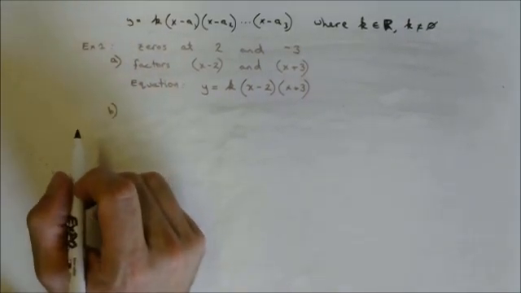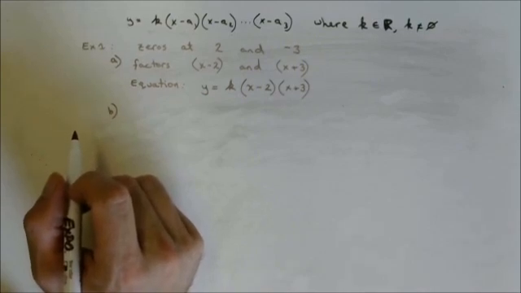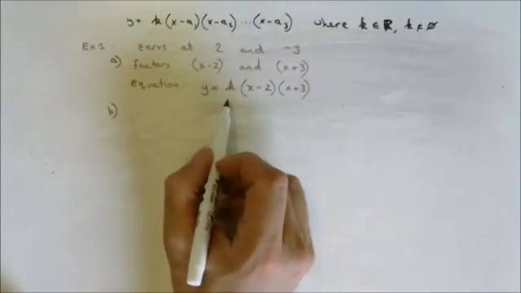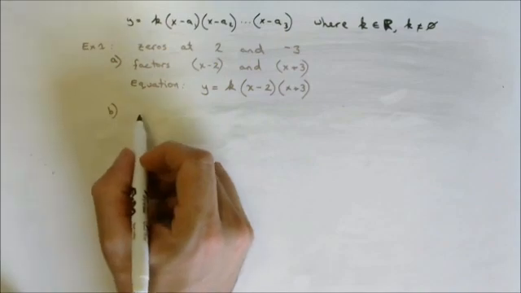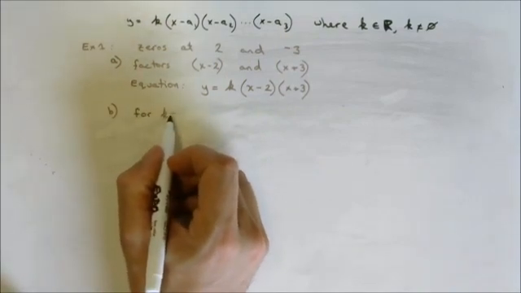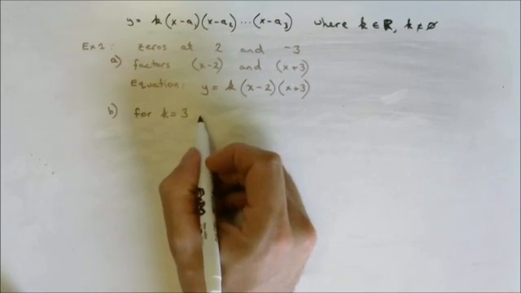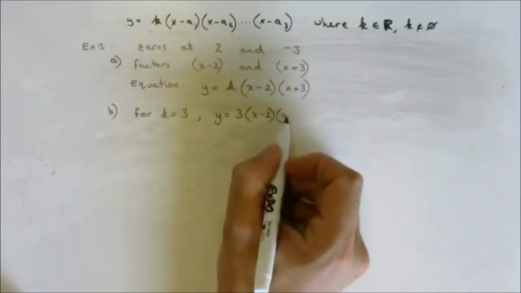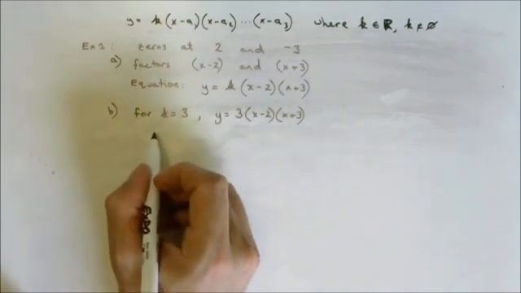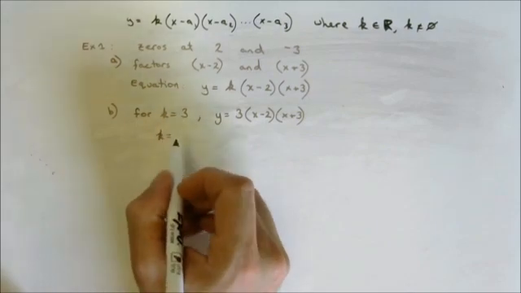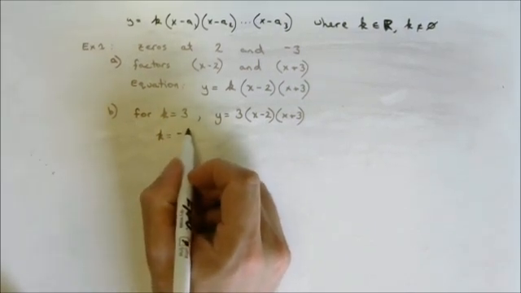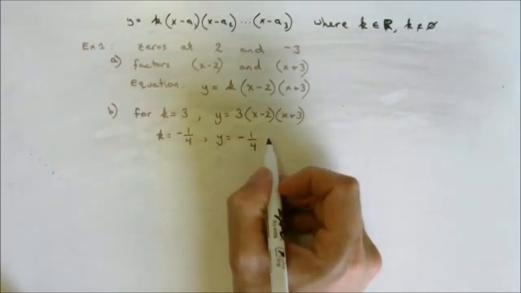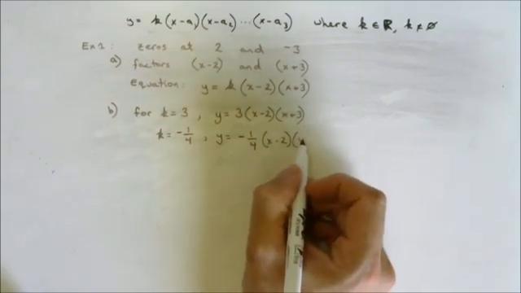In B, we're asked to write equations for 2 functions that belong to this family. Well, we know the factors. You could put in any value of k at all. So let's just say for k equals 3, we would end up with y equals 3 times (x minus 2) times (x plus 3). And you could choose any other value, you could choose k equals negative 1/4. And then y would equal negative 1/4 times (x minus 2) times (x plus 3).